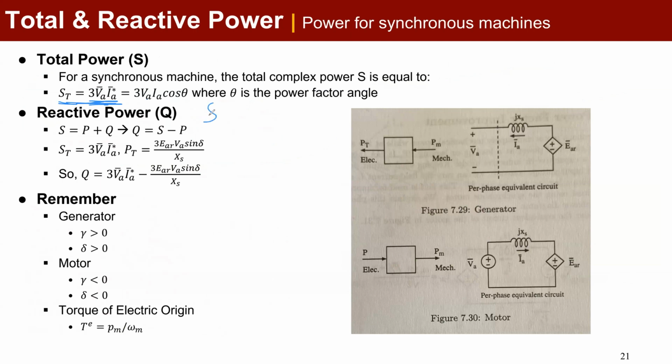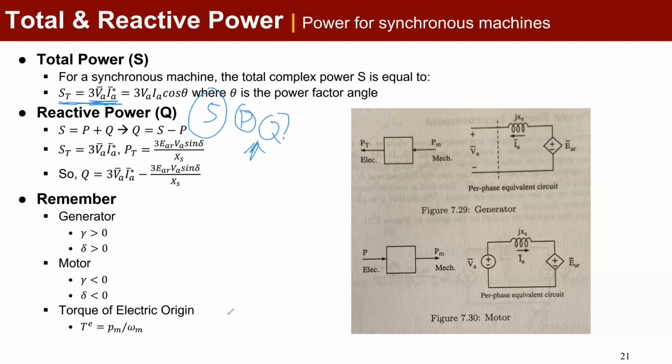So we have S. Now we had P at the last slide. How do we get Q? So Q is just going to be equal to S minus P, the complex power minus the real power. So if we know the complex and we know the real, then we can find Q.